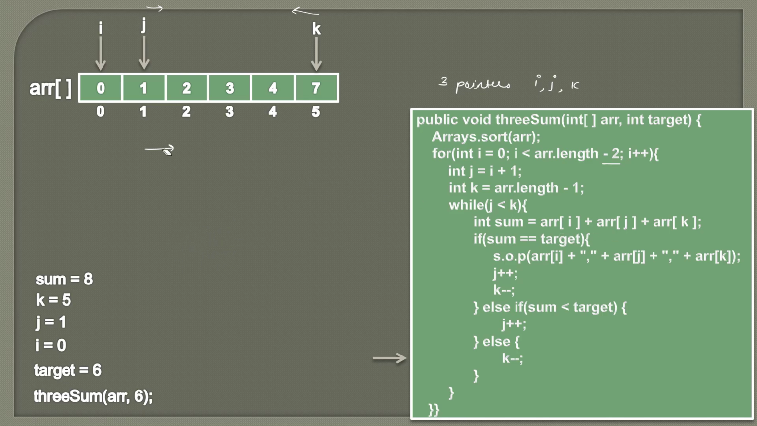So here the condition is: if sum is greater than target, move k left. If sum is less than target, move j to right. Currently sum is greater than target, so we will move k left.